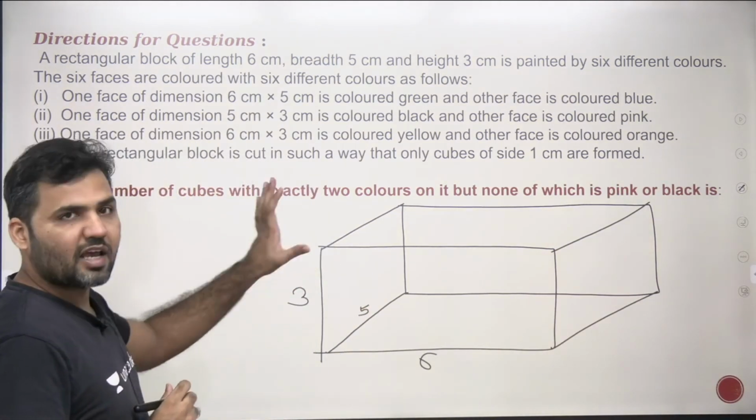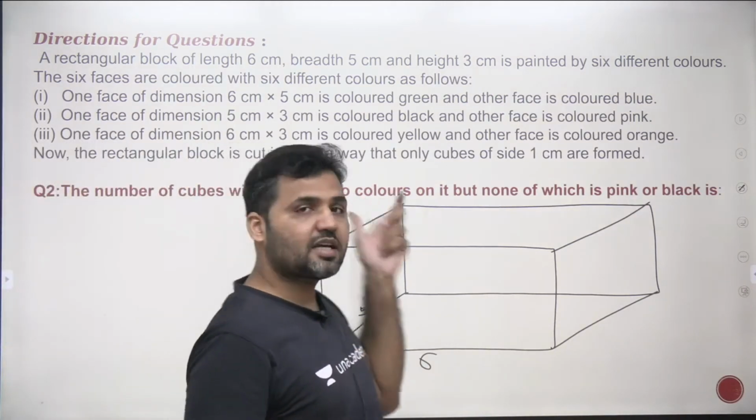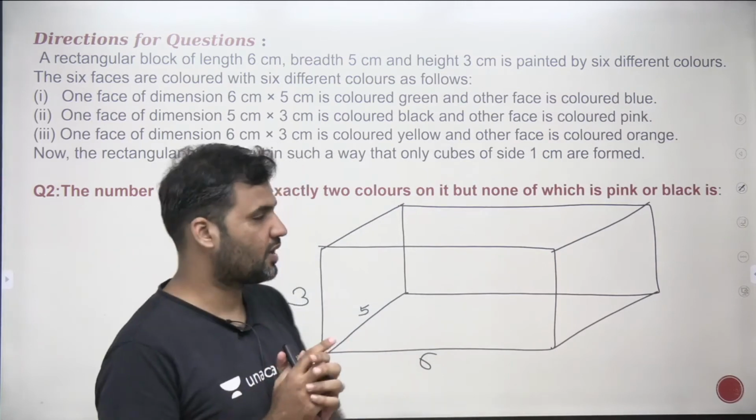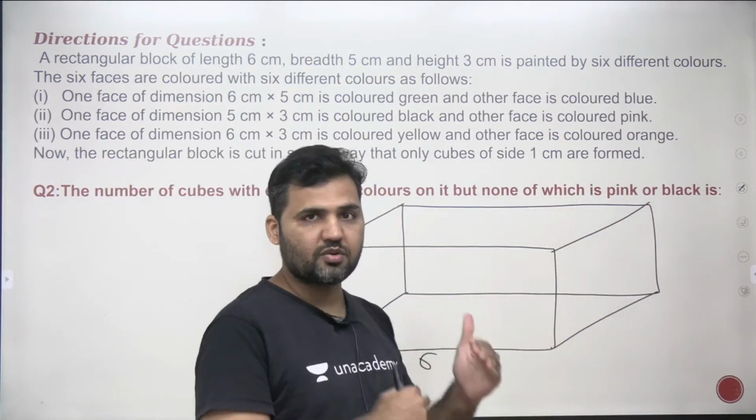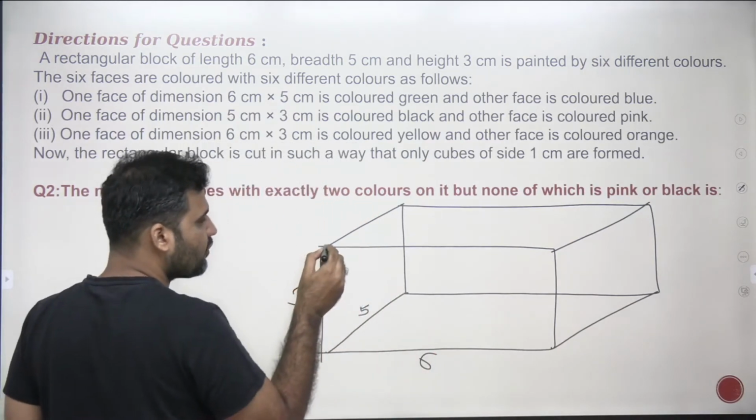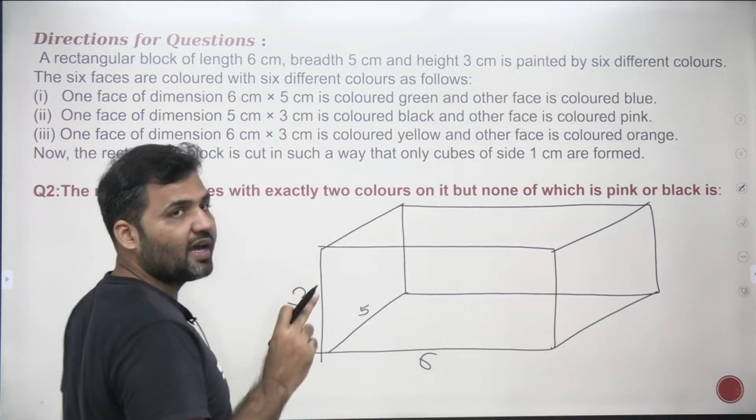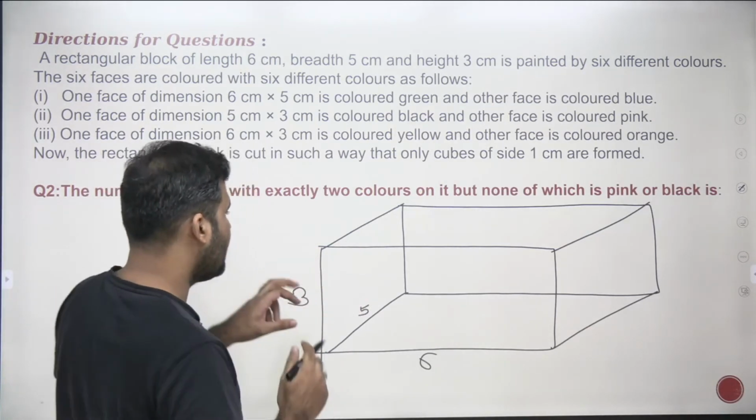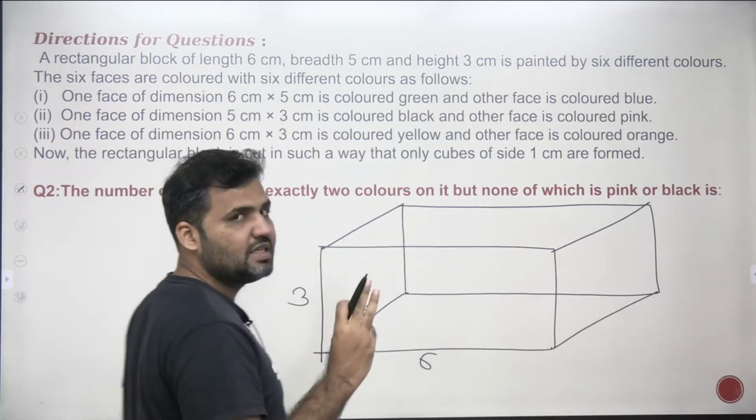Now, different colors have been used on different faces. I want cubes with exactly 2 colors on it. Now, you should know that if I'm painting this solid cuboid from outside, you see that the cubes which will be coming from the corners will have 3 sides painted on it, right? Because a corner is exposed to 3 sides.